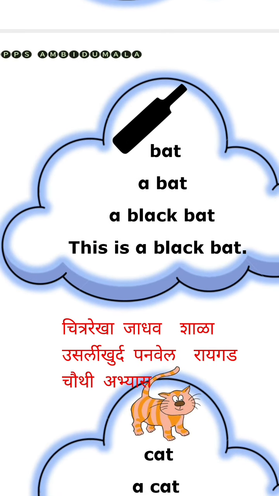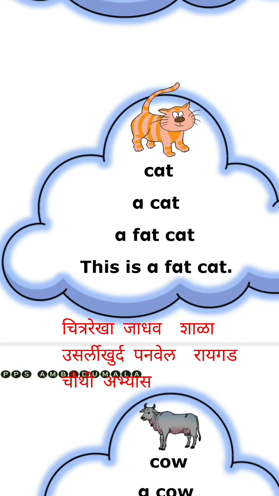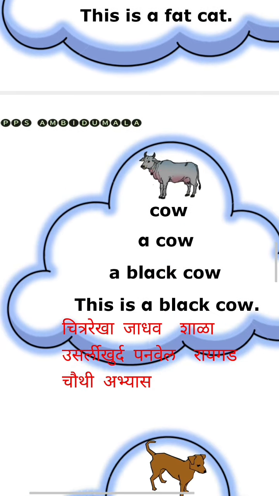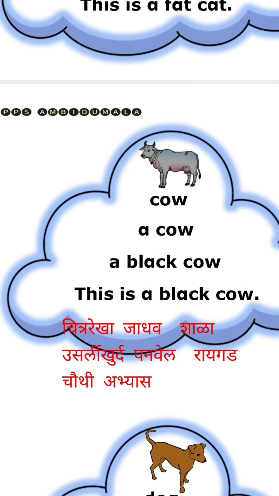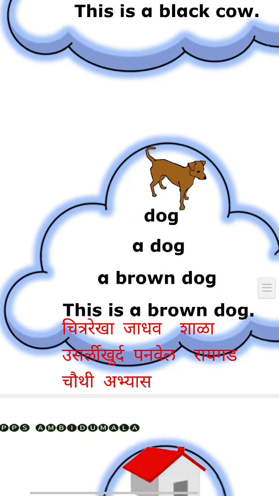Bat. A bat. A black bat. This is a black bat. Cat. A cat. A fat cat. This is a fat cat. Crow. A crow. A black crow. This is a black crow.